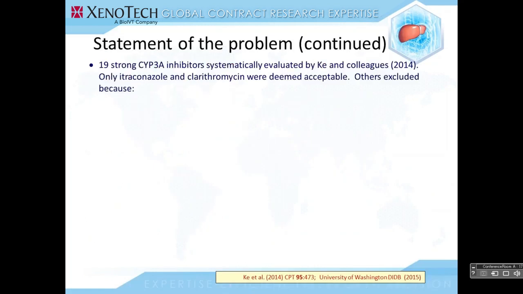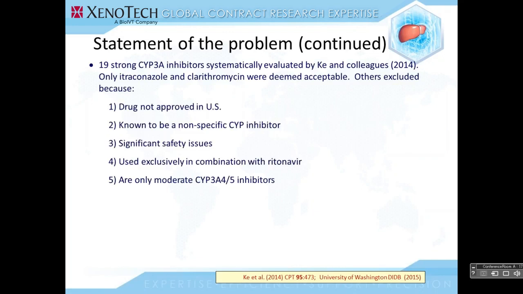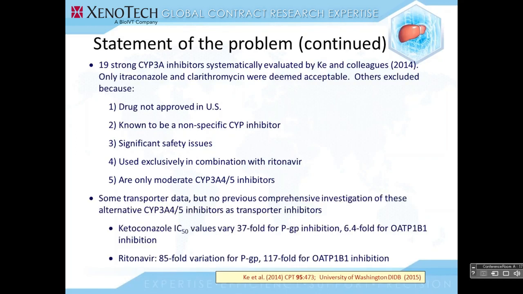Diving into that paper a little bit more carefully, we can see that they systematically tested 19 strong CYP3A inhibitors. They found that only itraconazole and clarithromycin were acceptable. They excluded others for a variety of reasons, including that the drug is not approved in the United States, it's known to be a nonspecific cytochrome P450 inhibitor, it might have significant safety issues in vivo, it is potentially exclusively used in combination with ritonavir, which would make it less useful with other classes of drugs, or it was only a moderate CYP3A inhibitor.